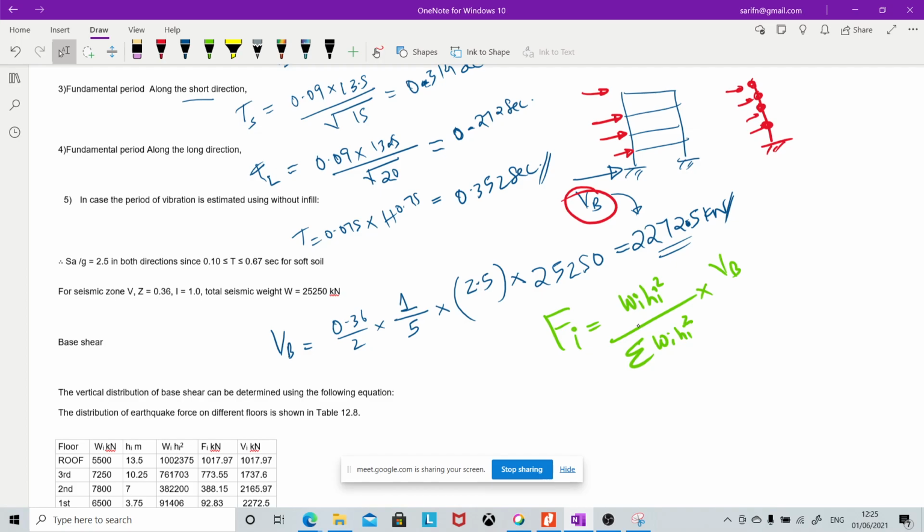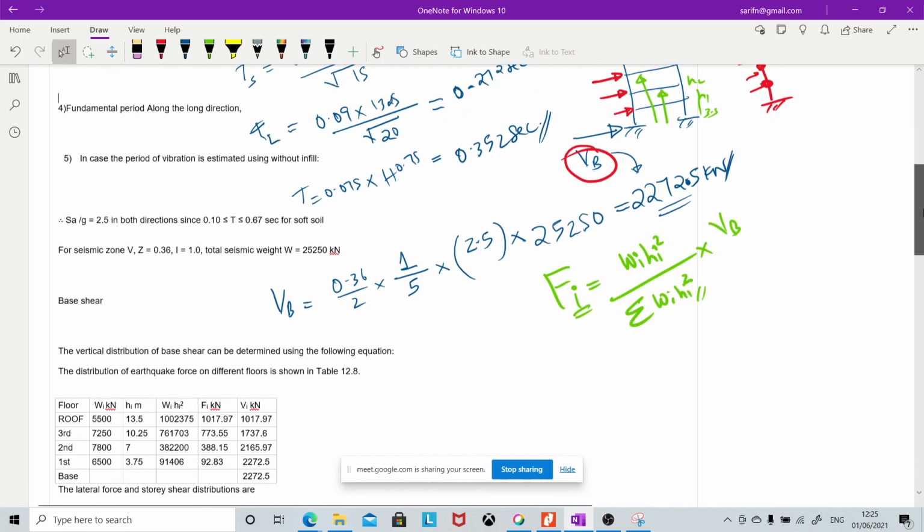So here what we have to understand is the Hi for each floor. I represents the floor level. Hi for each floor is nothing but the height up to that floor. So for example, H1 will be the height of the first floor. H2 will be the height from the bottom to the second floor. H3 will be the height from the bottom to the third floor. Similarly H4.